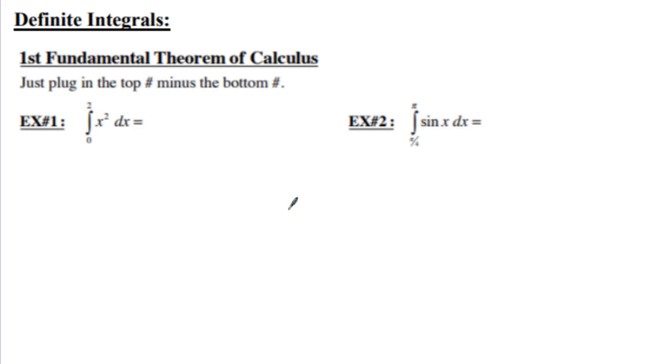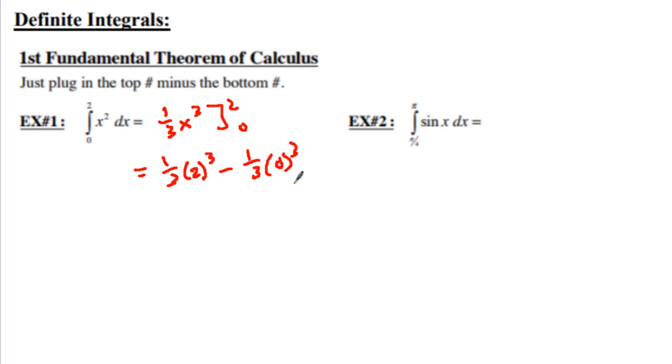Okay, let's go to the first fundamental theorem of calculus. This is simply doing direct definite integration. The integral of x squared is going to be 1/3 x cubed from 0 to 2. I'm going to plug in 1/3 times 2 to the 3rd power minus 1/3 times 0 to the 3rd power. That's going to equal 0. 2 to the 3rd power is 8. I end up getting 8/3 for that.